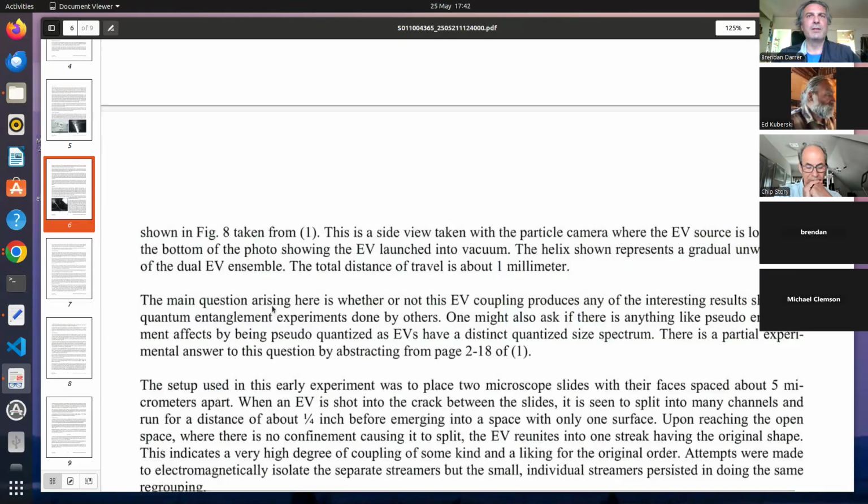The main question arising here is whether or not this EV coupling produces any of the interesting results shown in quantum entanglement experiments done by others. One might also ask if there is anything like pseudo-entanglement effects being pseudo-quantized, as EVs have a distinct quantized size spectrum. There is a partial experimental answer to this question by abstracting from page 2 to 18 of reference 1.